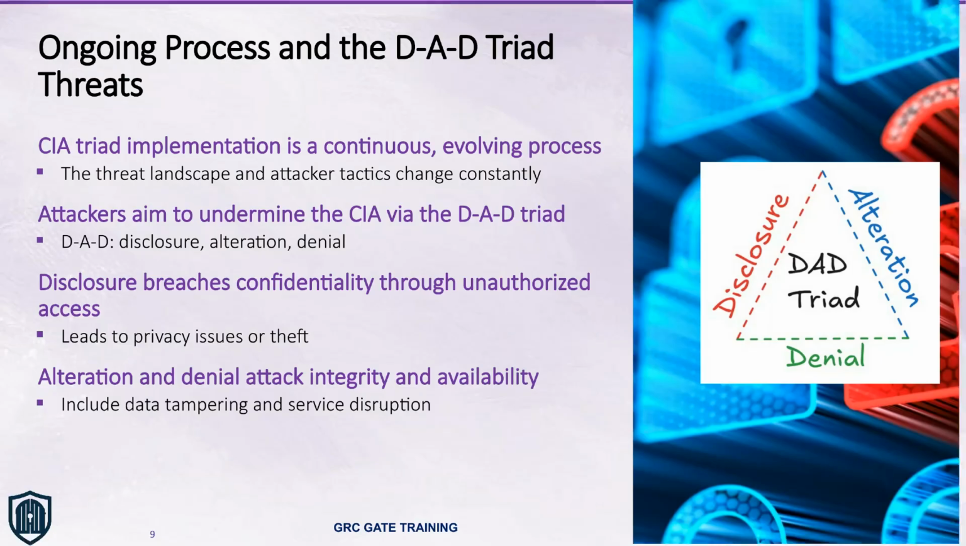Alteration involves tampering with or corrupting data, undermining its integrity and potentially causing financial loss, reputational damage, or operational failures. Denial refers to actions that disrupt the availability of systems and data, such as ransomware attacks or denial of service campaigns, which can bring business operations to a halt.